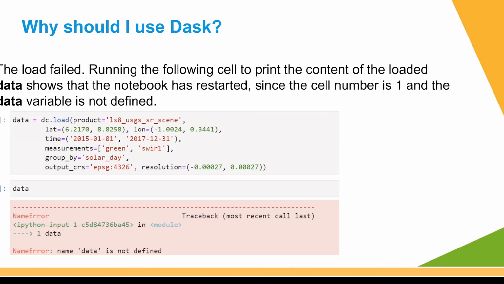But it fails. Running the cell to print the content of the loaded data, the cell at the bottom that says data, shows the notebook was restarted. The cell number is 1 and the data variable is not defined. Sometimes you'll see memory errors in these cases. In this case, what ends up happening is that the cell running the load simply stops and the notebook restarts silently.